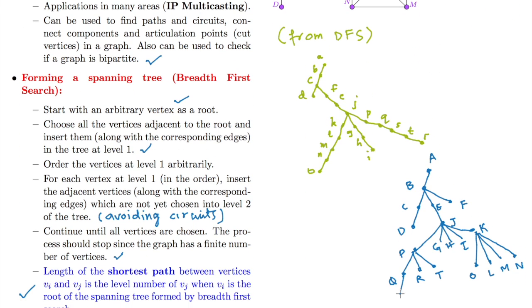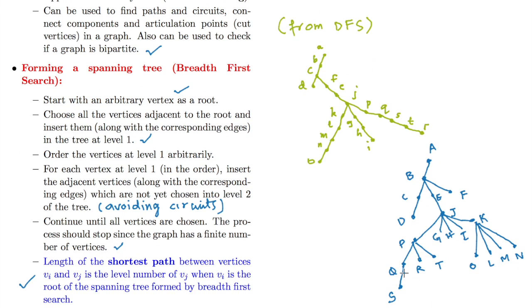Now note that I could say R, Q, T, and then put S here. But since my ordering starts from Q, I have to put S there. Logically speaking, I could have put S with R or S with T as well. But since my ordering is Q first, R second, and T third, I have to put S with Q. So this is the breadth first spanning tree formed by breadth first search of the same graph which we used to form the spanning tree through the depth first search.